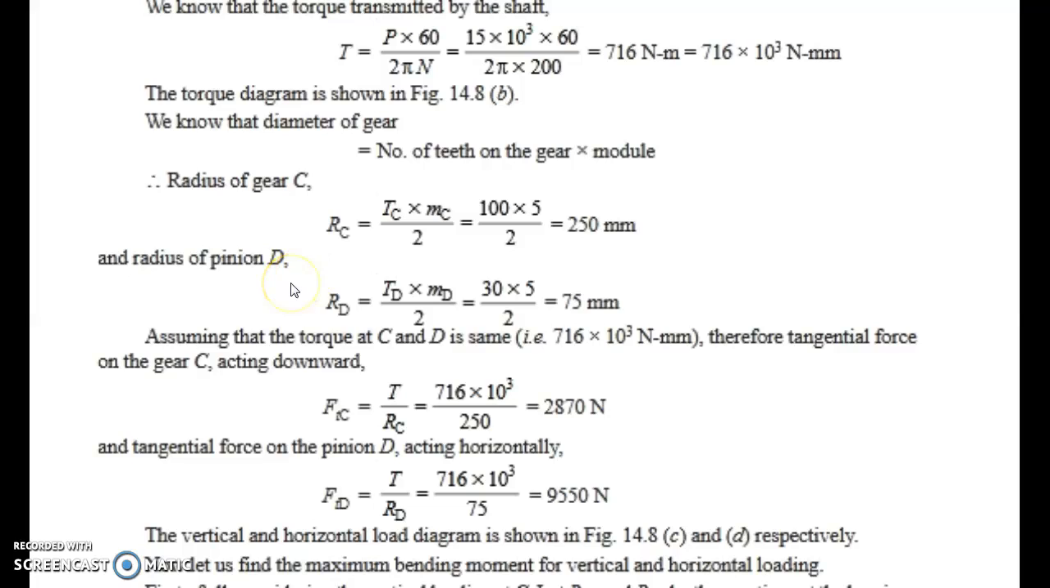Now we can find the radius of the gear D. The teeth is given, that is equal to 30. Again module is given, that is equal to 5. If we calculate, then RD is equal to 75. So we find the values of RC and RD.